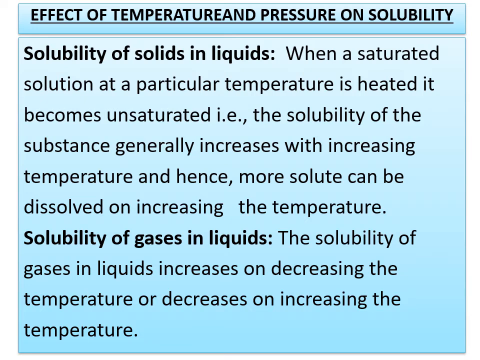Before getting into the effect of temperature and pressure on solubility, let us discuss one example. A maximum amount of 36 grams of common salt, NaCl, can be dissolved in 100 grams of water at 20 degrees Celsius or 293 Kelvin. Therefore, the solubility of common salt in water at 293 Kelvin or 20 degrees Celsius is 36 grams. I hope you have understood this.